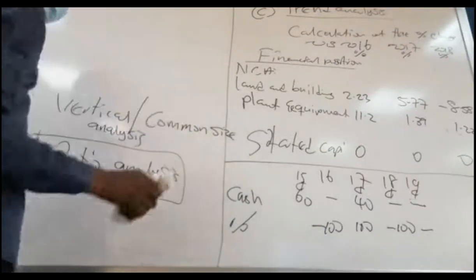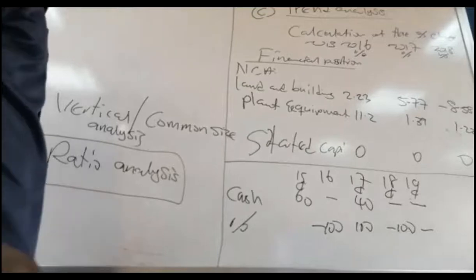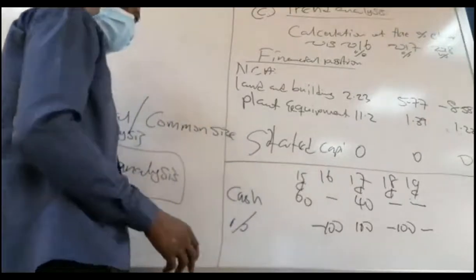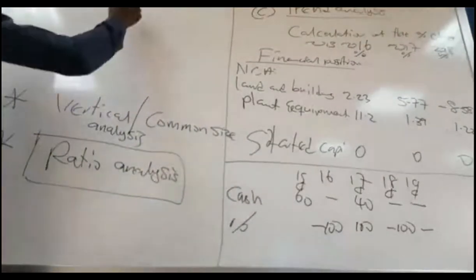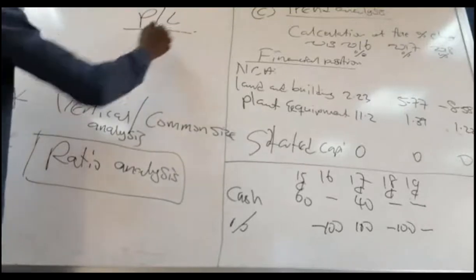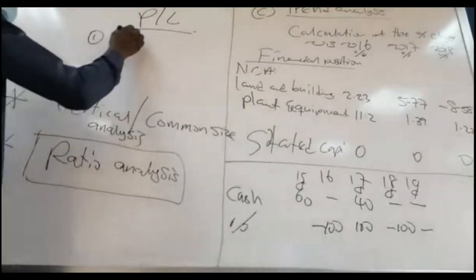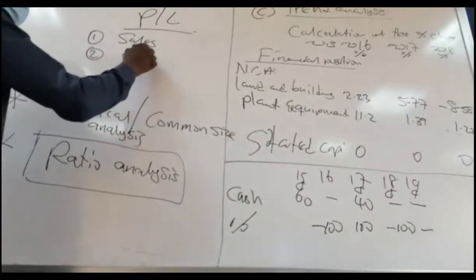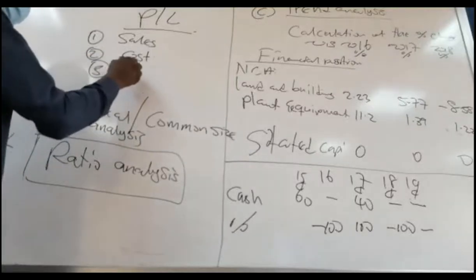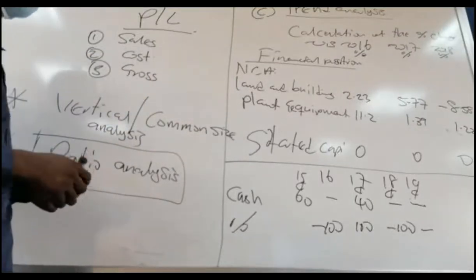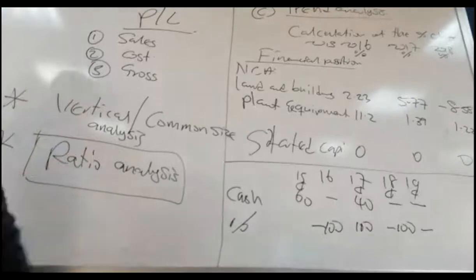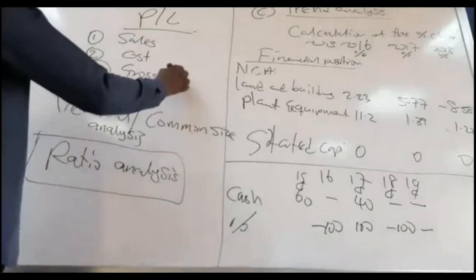So the asset side, the same thing be done for the profit and loss statement. So I'll start the analysis from profit and loss. From the profit and loss trend, you need to talk about one, sales, two, cost of sales, and three, its impact on gross profit. Changes in sales, changes in cost of sales. How does it affect or how has it moved the gross profit? So this is the analysis.